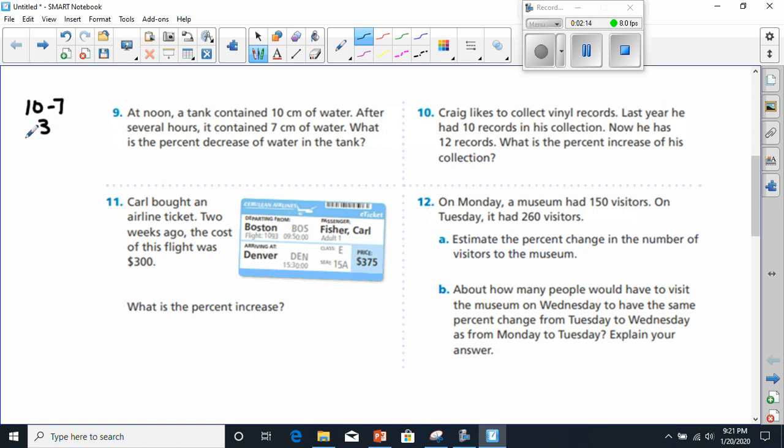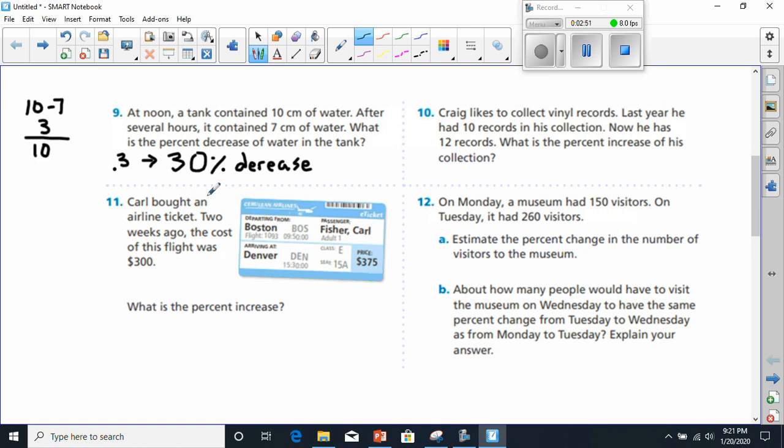Well, we divide that by the original, and it contained 10 centimeters of water originally. So 3 divided by 10 again, well, we just did this a little while ago. That's going to be 0.3. We move that decimal over twice. That's going to be 30%, but this time it's going to be a 30% decrease and not an increase. Okay, decrease of water in the tank. All right, let's go to number 11.